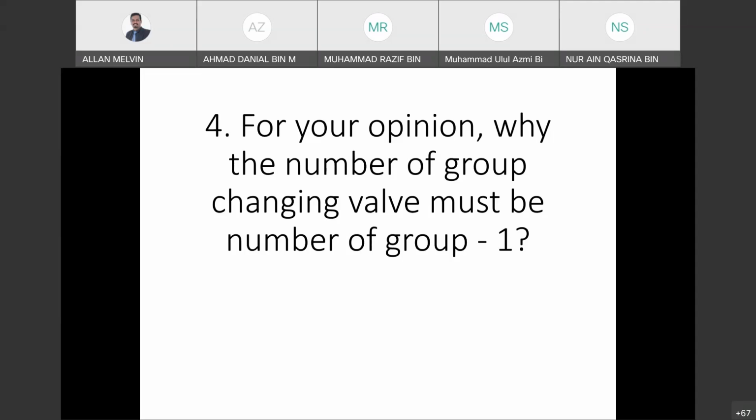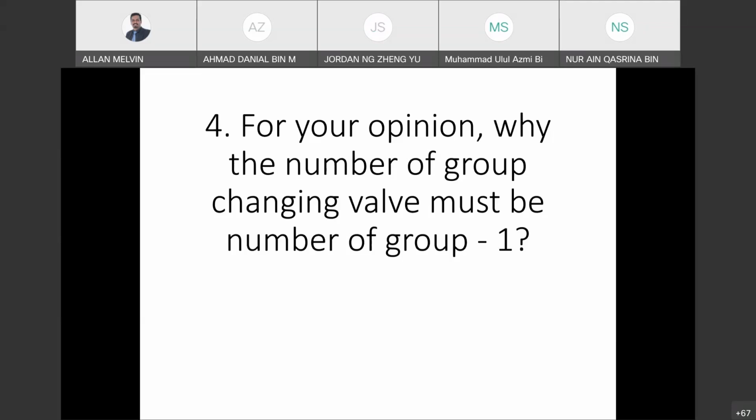Yeah, any other answer? Why must the group changing valve be the number of groups minus 1? If there are 3 groups minus 1, the group changing valves will be 2. Why? No answer. Jordan Ng can attempt this question.